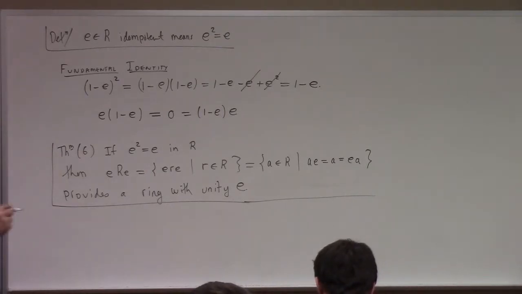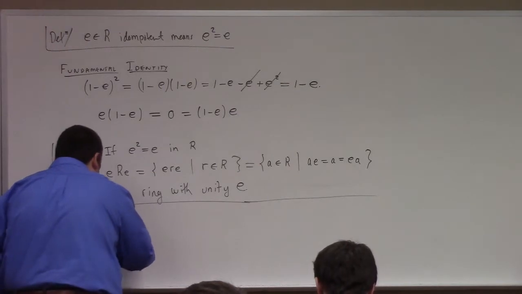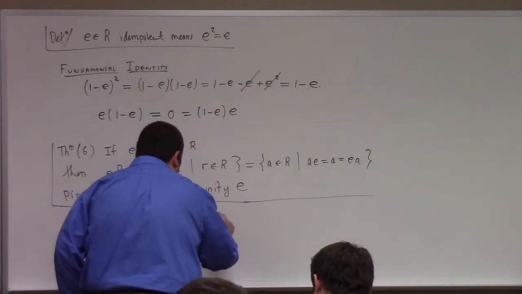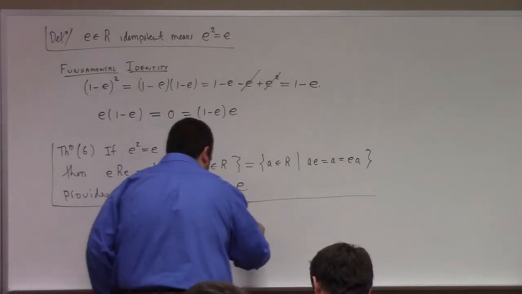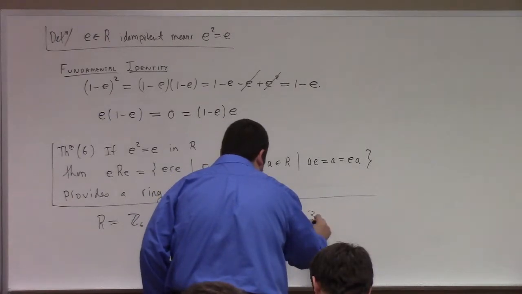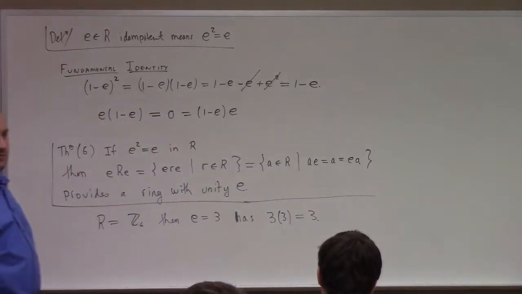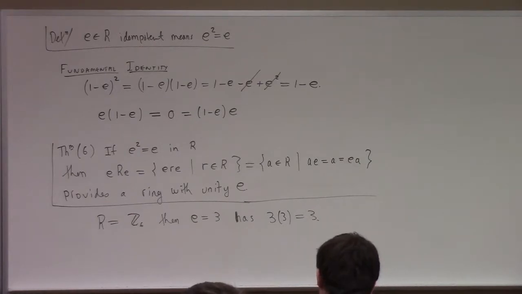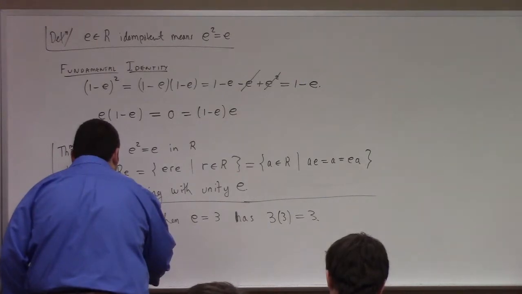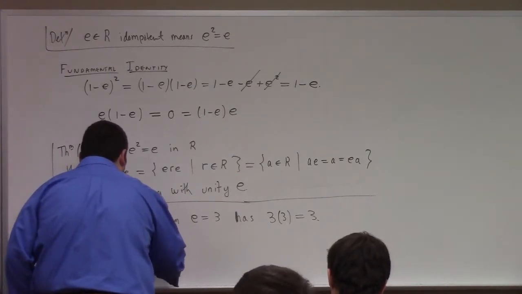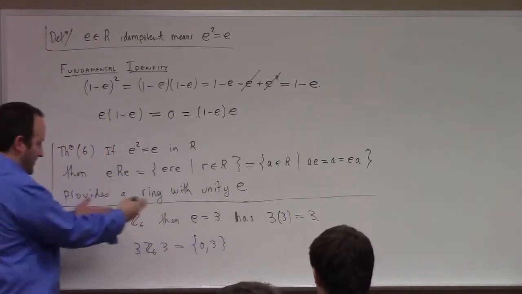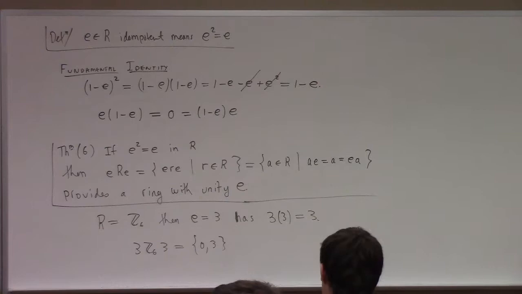So if you have R equal to Z6, then you can look at E equal to 3. That has 3 times 3 equals 3 again, right? That's an idempotent. And the corner of 3, if you will, which would be 3 Z6 3, is just that {0, 3} set. And that was in fact a ring with unity 3.